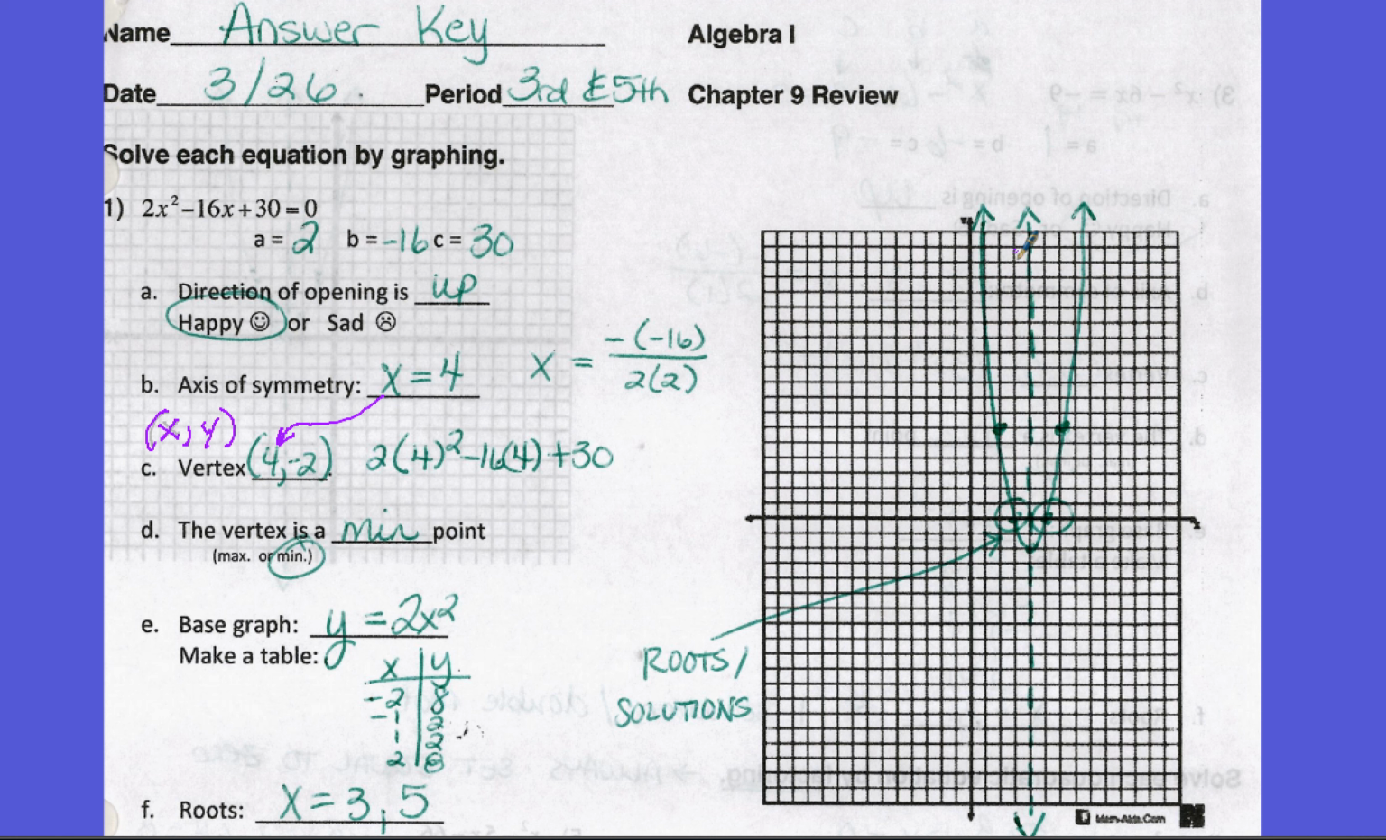Remember, the axis of symmetry is halfway in between my x value points or my roots or anything like that. And then the roots or solutions, which is asked for here, is where it crosses the x-axis. So I just count from the origin. So this is 1, 2, 3, and this is 5. So 3 and 5 would be my roots or solutions to number 1.